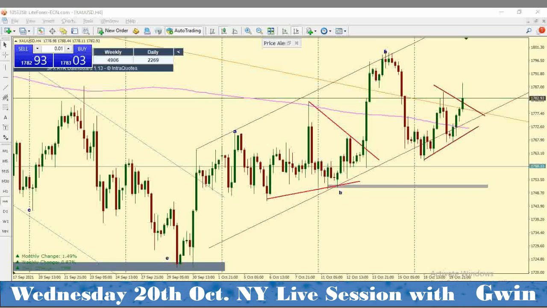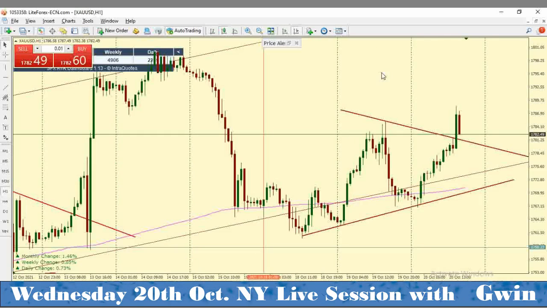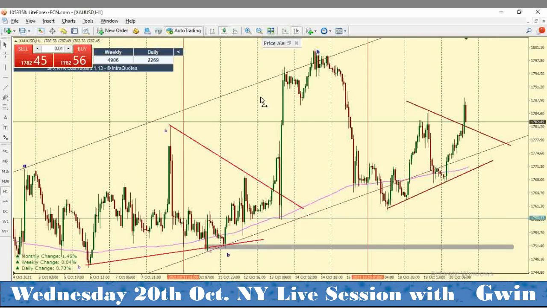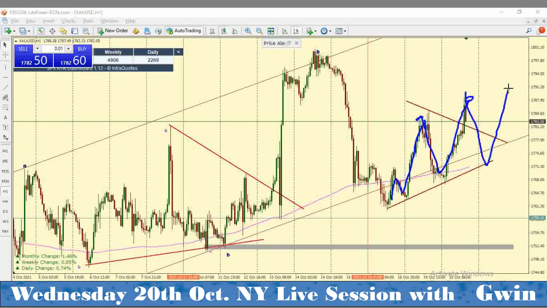Initially, we're looking at two things, but we're looking at all scenarios with this one. Either we have a correction here for an ABC, let me just put that up. Either way, we have an ABC up for an A, ABC up for a B, so we want to see a C down there. Either way, we want to see a drop down.